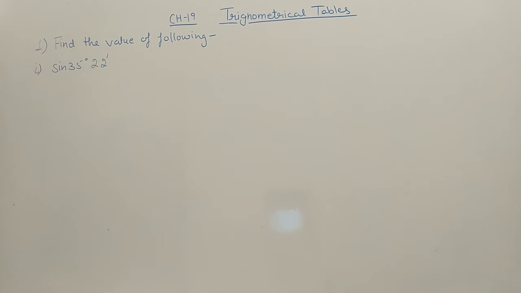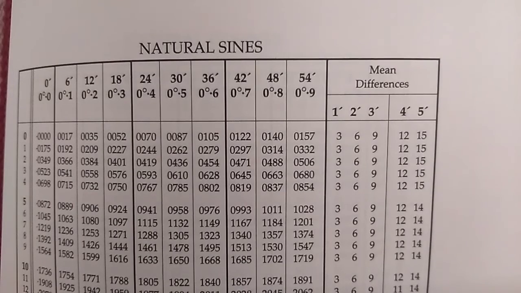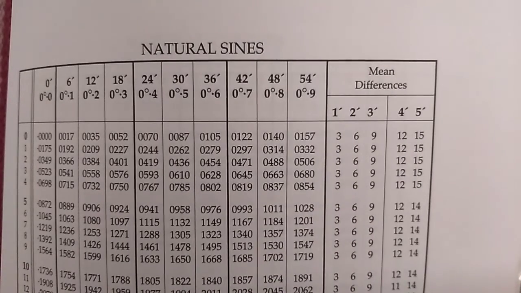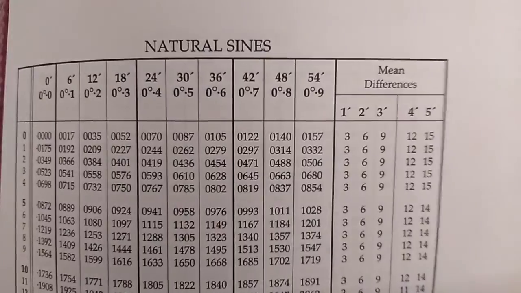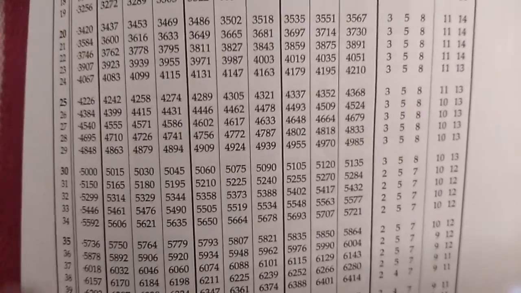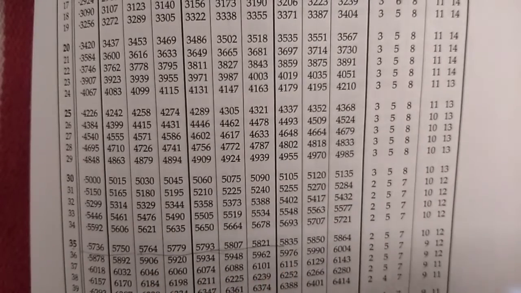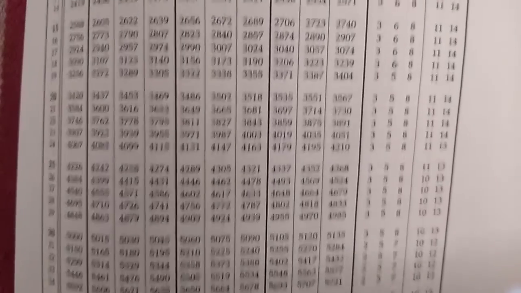Now we will start exercise 19. First question, find the value of sin 35 degree 22 minute. With the help of the table we will see how to find this value. The table will be at the back of your book, natural sines will be written there, and in this you can see 35 degree. First check 35 degree. This is 35 degree. Like this you have to check horizontally, and vertically you have to see.